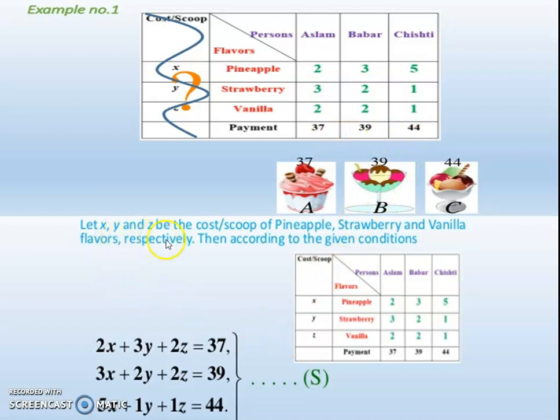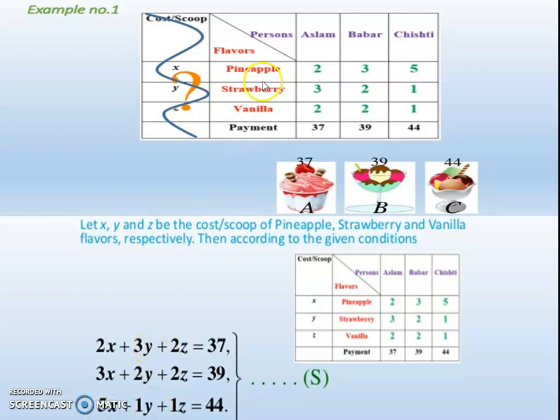So let x, y and z be the cost of a scoop of pineapple, strawberry and vanilla flavor respectively. Then according to this condition, which method is applicable? In this example, a very easy method is applicable. They gave the variables in the form of x, y, z, so we write x, y, z as variables. First, for the coefficients, Aslam, Babar and Chishti have the pineapple flavor. We highlight that as the coefficient of the x variable: 2, 3, 5.